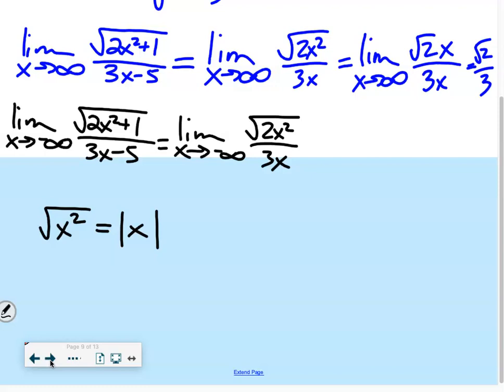Now, in calculus world, we cannot do anything with an absolute value function. So what do we have to do with all absolute value functions? We have to write them as piecewise. We write them as a piecewise function. We love piecewise functions. How do we write absolute value of x as a piecewise function?